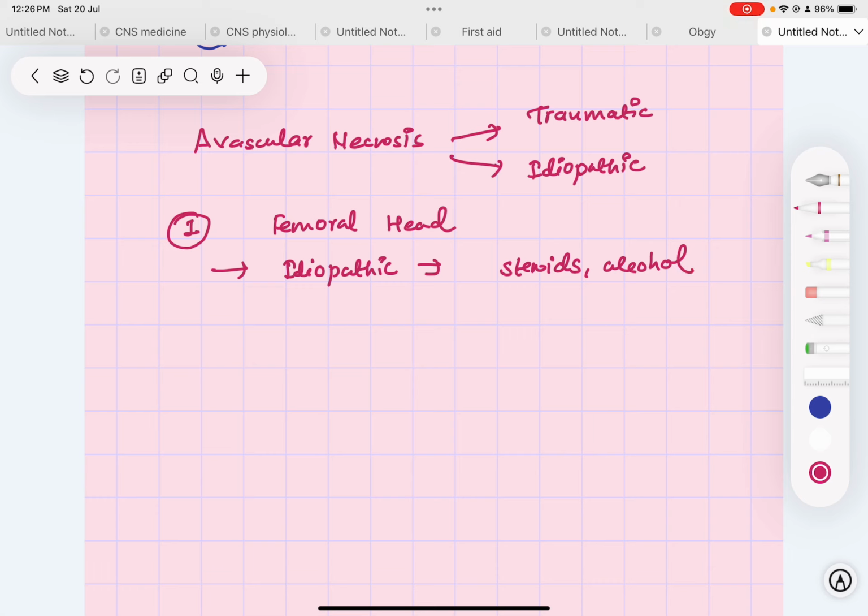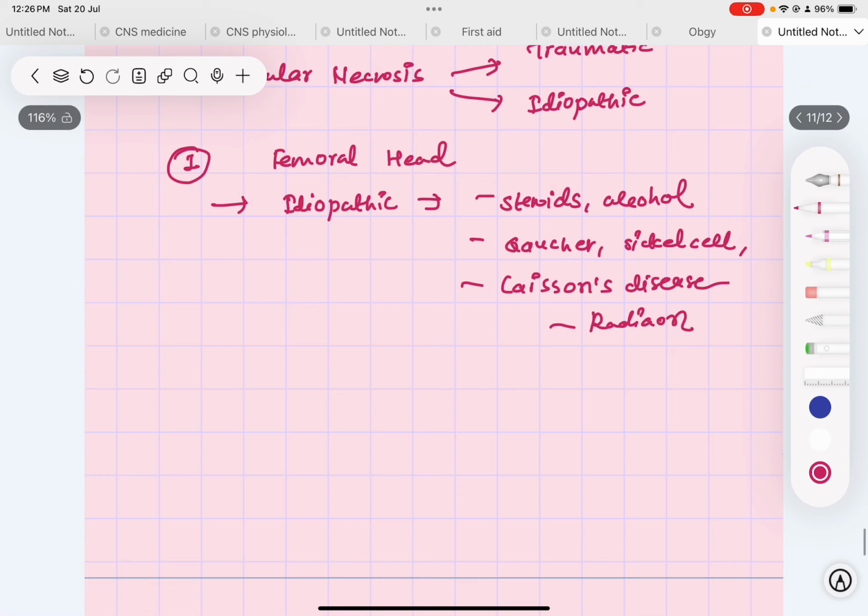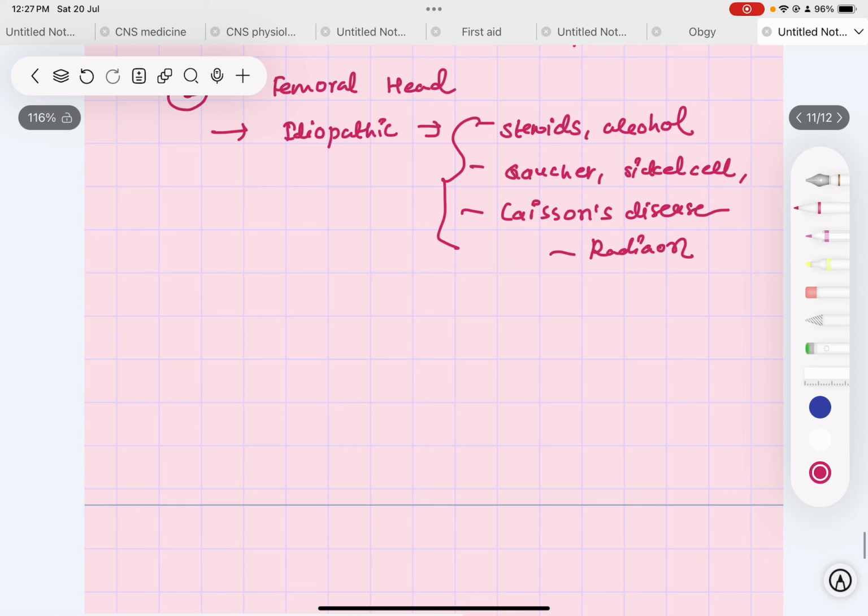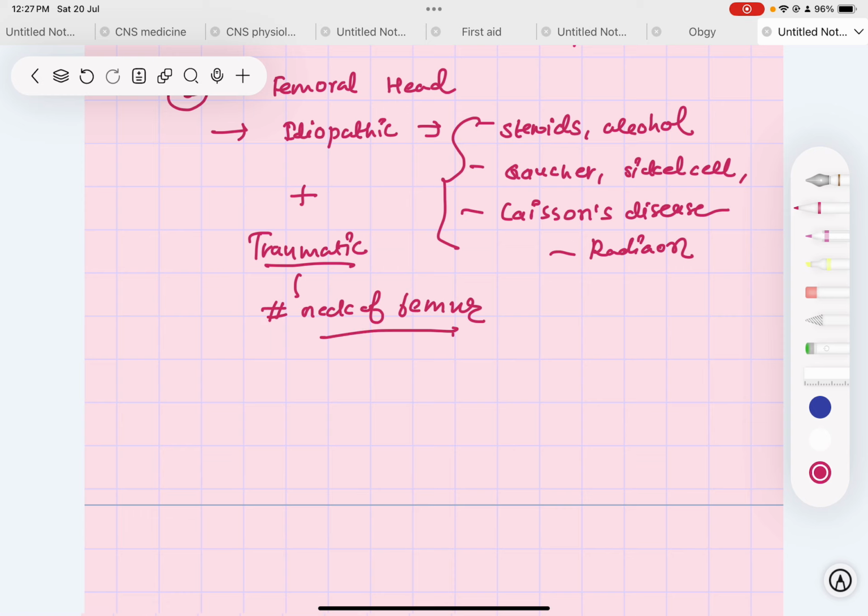Steroids, alcohol, then Gaucher disease, sickle cell anemia, Caisson's disease, radiation also. So these are the causes which can lead to avascular necrosis of the head of the femur, along with the traumatic cause due to fracture of the neck of femur.